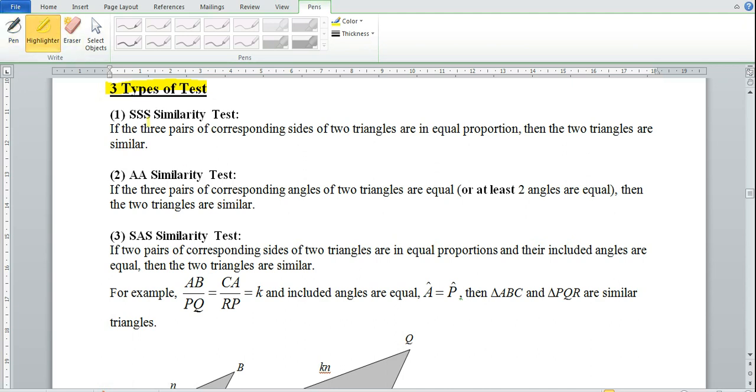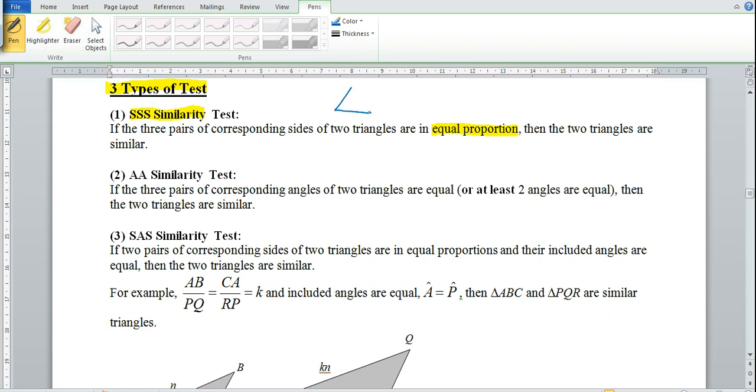The first one is also SSS, side, side, side, but it's not equal side we're talking about. It's not equal length we're talking about. This is for similar triangle. So we are talking about the sides having equal proportion. So let me do an example here.